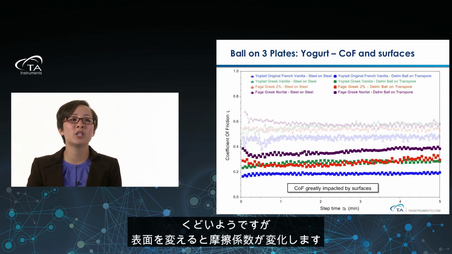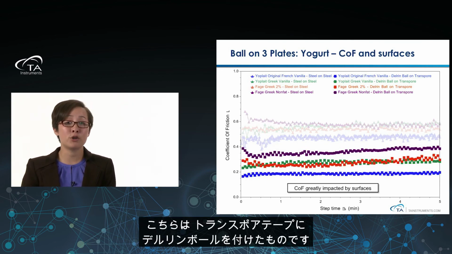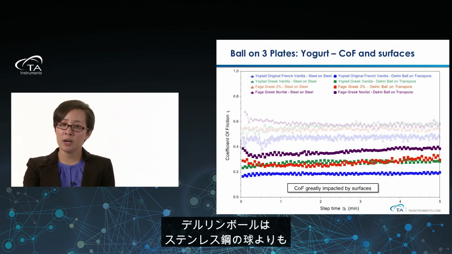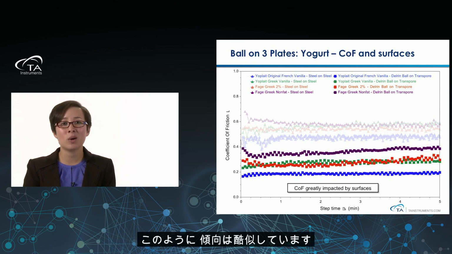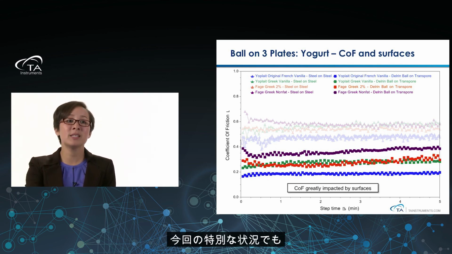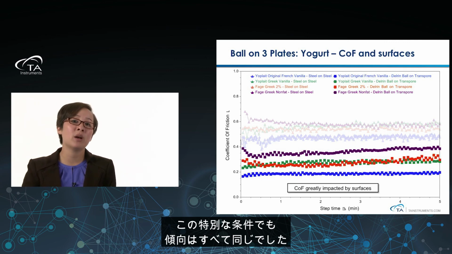Now, if we change the surfaces, because we've been harping on the fact that changing surfaces will change the coefficient of friction, if we look at the different surfaces, now we have a Delrin ball on transport tape. So again, the Delrin ball is going to be a little softer than the stainless steel sphere, but you could see here that the trend is actually quite similar. So even in this specific case, the coefficient of friction quantitative value is different. The trend between all of them is still the same.